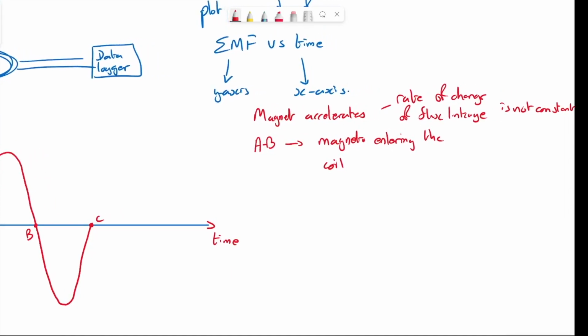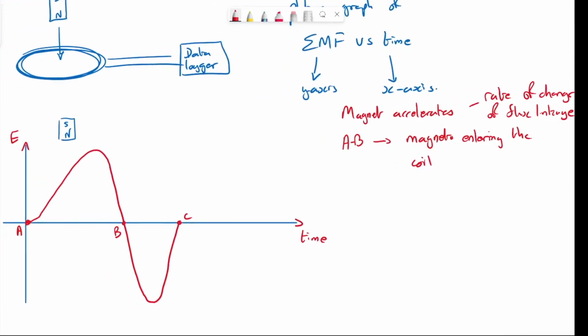That means that as the magnet goes through the coil faster, the rate of change of flux linkage is going to increase, and hence why the graph between sections A and B and B and C is asymmetrical. So in fact, I will redraw this graph because the graph here is going to be much taller between B and C.